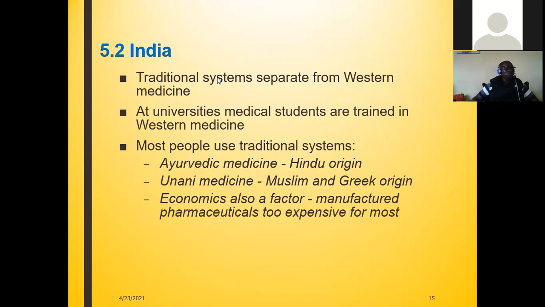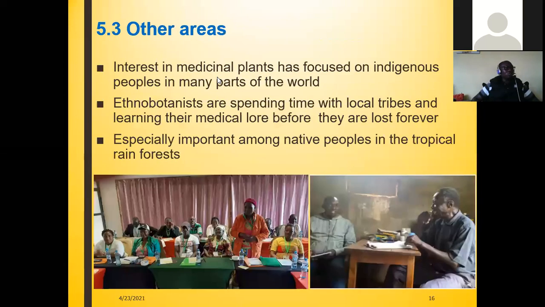So in India, we have Ayurvedic medicine, which comes from Hindu origin, and Unani medicine from Muslim and Greek origin, and this also contributes a lot to economic resources for those communities. As a result, there's a lot of interest in medicinal plants, and this interest has focused on the indigenous people in many parts of the world. And currently we have a lot of scientists, ethnobotanists, trying to spend a lot of time with these herbalists to try to record some of the ethnobotanical knowledge on these particular resources.